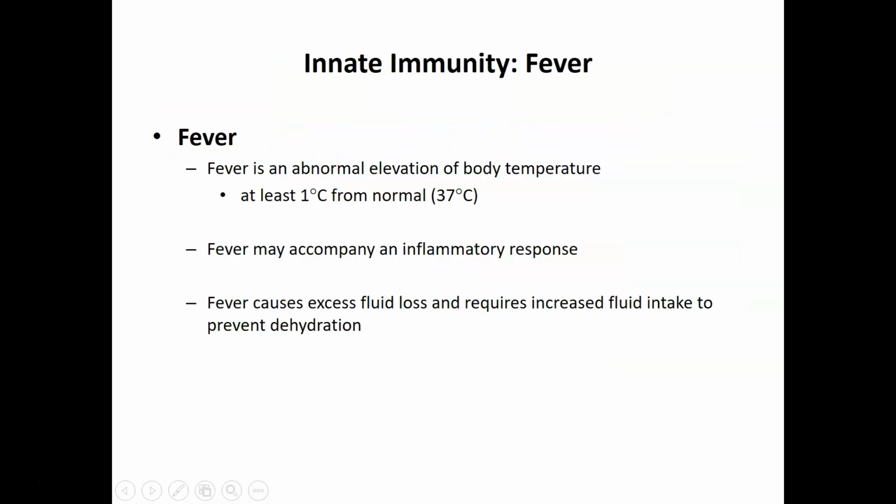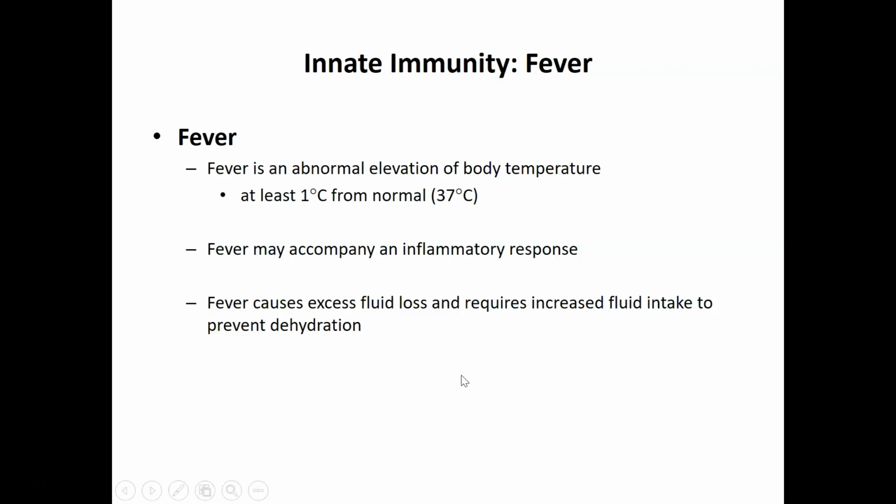All right, the other process involved in the innate immune response is fever. You might not think of fever as an immune response, but it actually does have beneficial effects. First of all, what is fever? So fever is defined as an abnormal elevation in body temperature, technically at 1 degree over normal body temperature. So 38 degrees centigrade or above. Inflammatory responses can trigger fever, so that might go hand in hand.